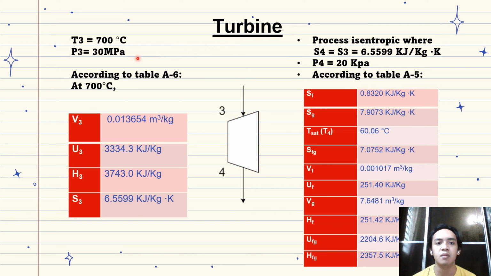As we mentioned in the assumption, the inlet temperature is 700 degrees C and the inlet pressure is 30 megapascal. We determine the fluid properties by referring to table A6 at 700 degrees C. Next, as we know, the process in the turbine is an isentropic process in which the entropy S4 is equal to S3. The properties are determined using the entropy and pressure by referring to table A5.